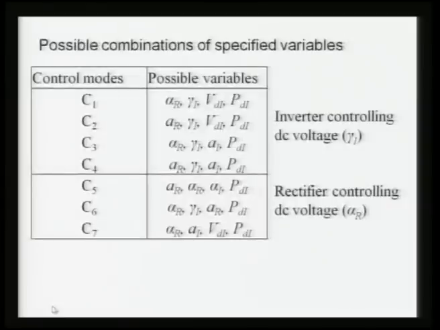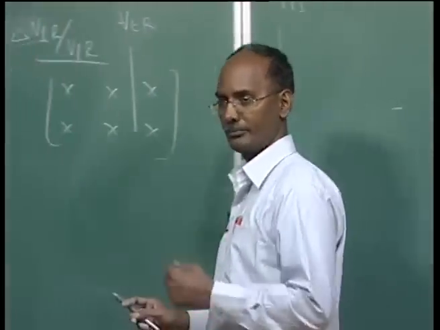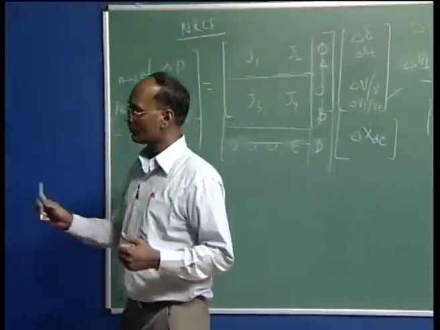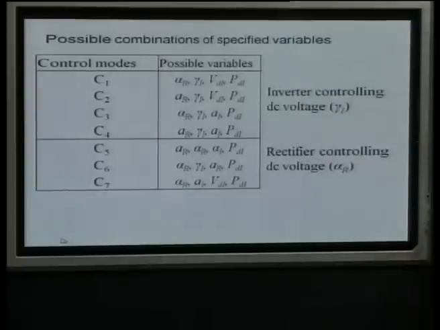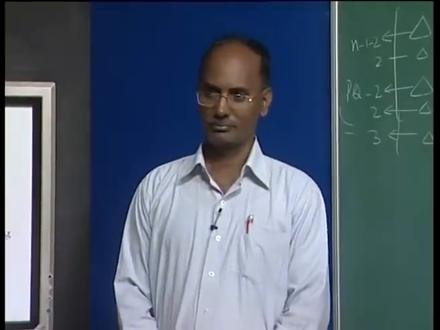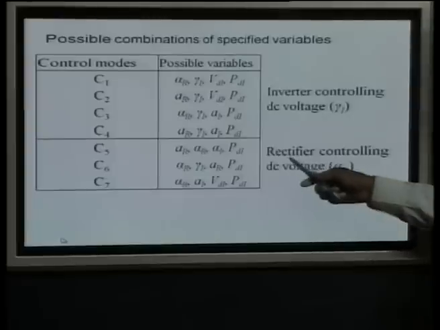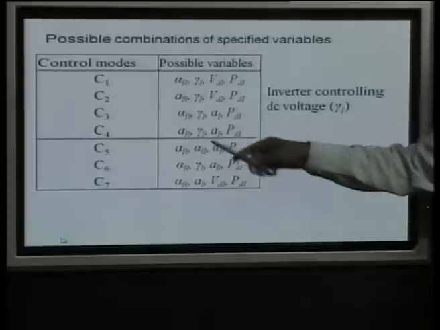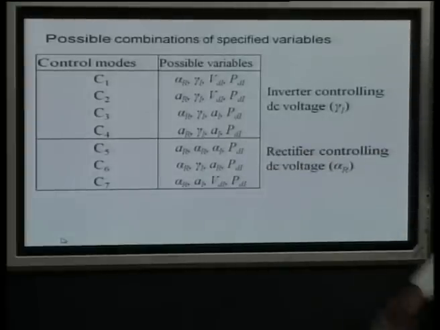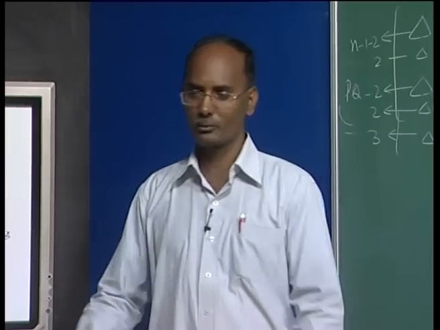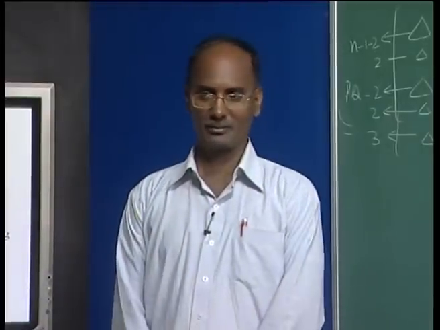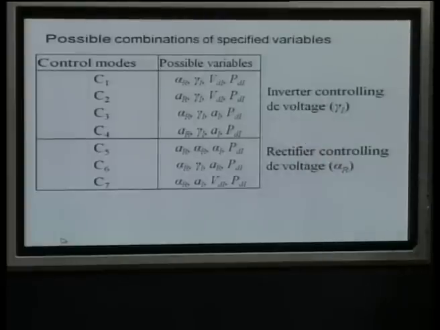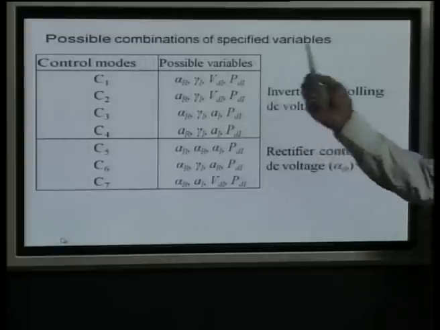Now, coming to the control mode, 4 variables should be specified. If the inverter is controlling the DC voltage, you will find gamma everywhere, which means it is in CEA control. If the rectifier is controlling the DC voltage, you will see alpha R everywhere, only the sequence is changed. Now, in these 7 variables I have written, here I am writing the PDI, effectively both are the same. If the VDI is there, then the current is known.